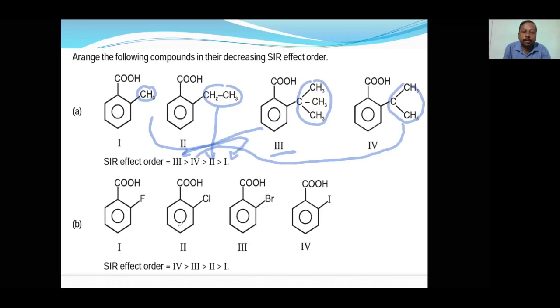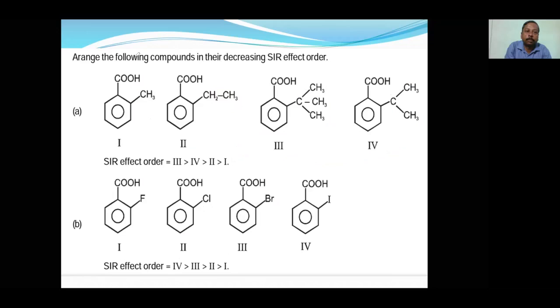Now let us see the next one. Here we have fluorine, chlorine, bromine and iodine. The bulkiest group is iodine, then bromine, then chlorine, then fluorine. This is the SIR effect order. What is the SIR effect? I think it is clear now. If you have any doubt, you can ask, and let us solve some questions related to it.